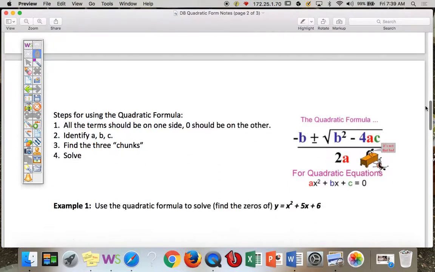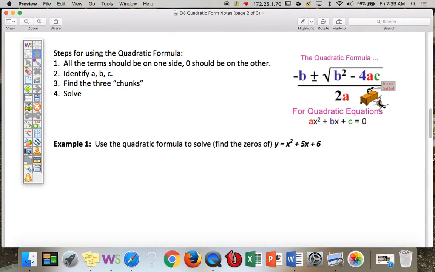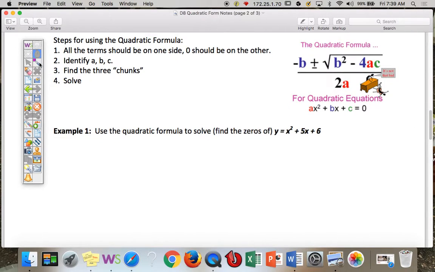And so this is what we're going to practice using today. Here are the steps. All of the terms should be on one side, and 0 should be on the other. Identify a, b, and c, and find the 3 chunks and solve. So let's take a look at how we would solve.